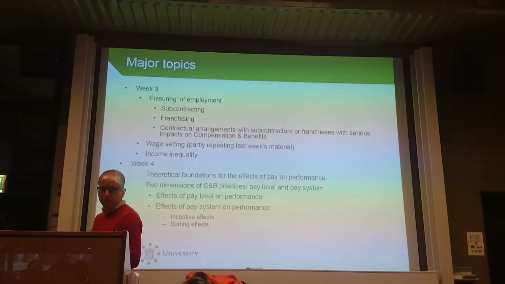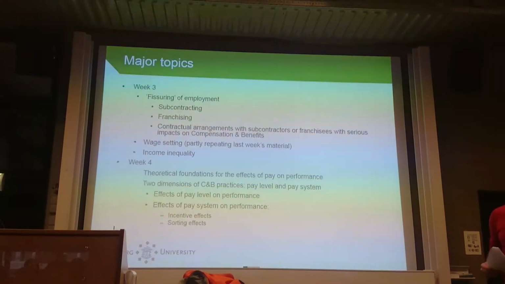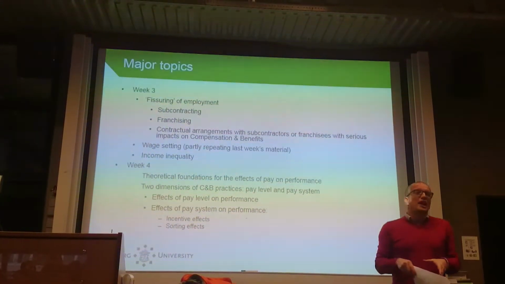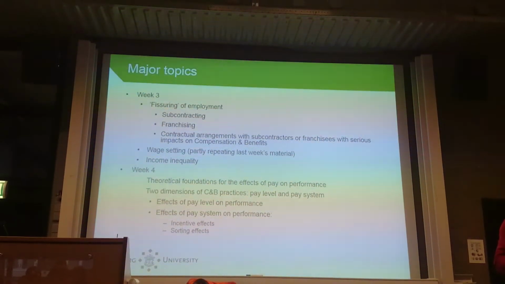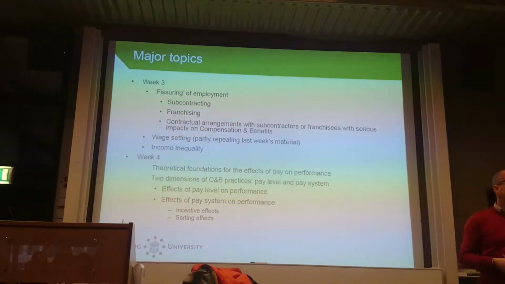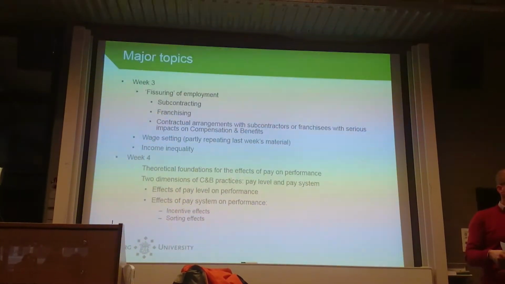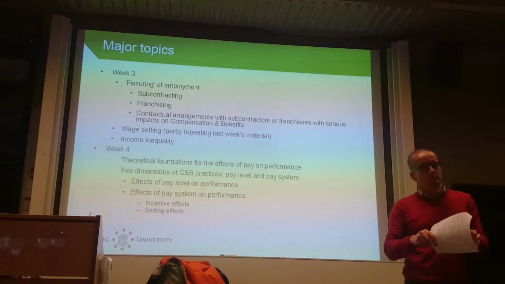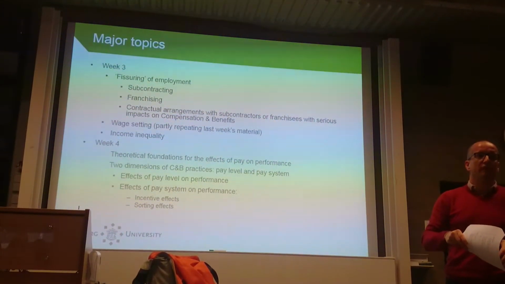We continued from there to this book by David Weil about fissuring, about subcontracting, franchising. The chapter you were given to read from this book is about the relation between compensation and benefits and this fissuring process. We talked about income inequality, not just as an outcome of the CMB process, but also as a potential feedback. If wage dispersion within a firm spreads too far, this could also have an impact on how the pay system affects incentives.